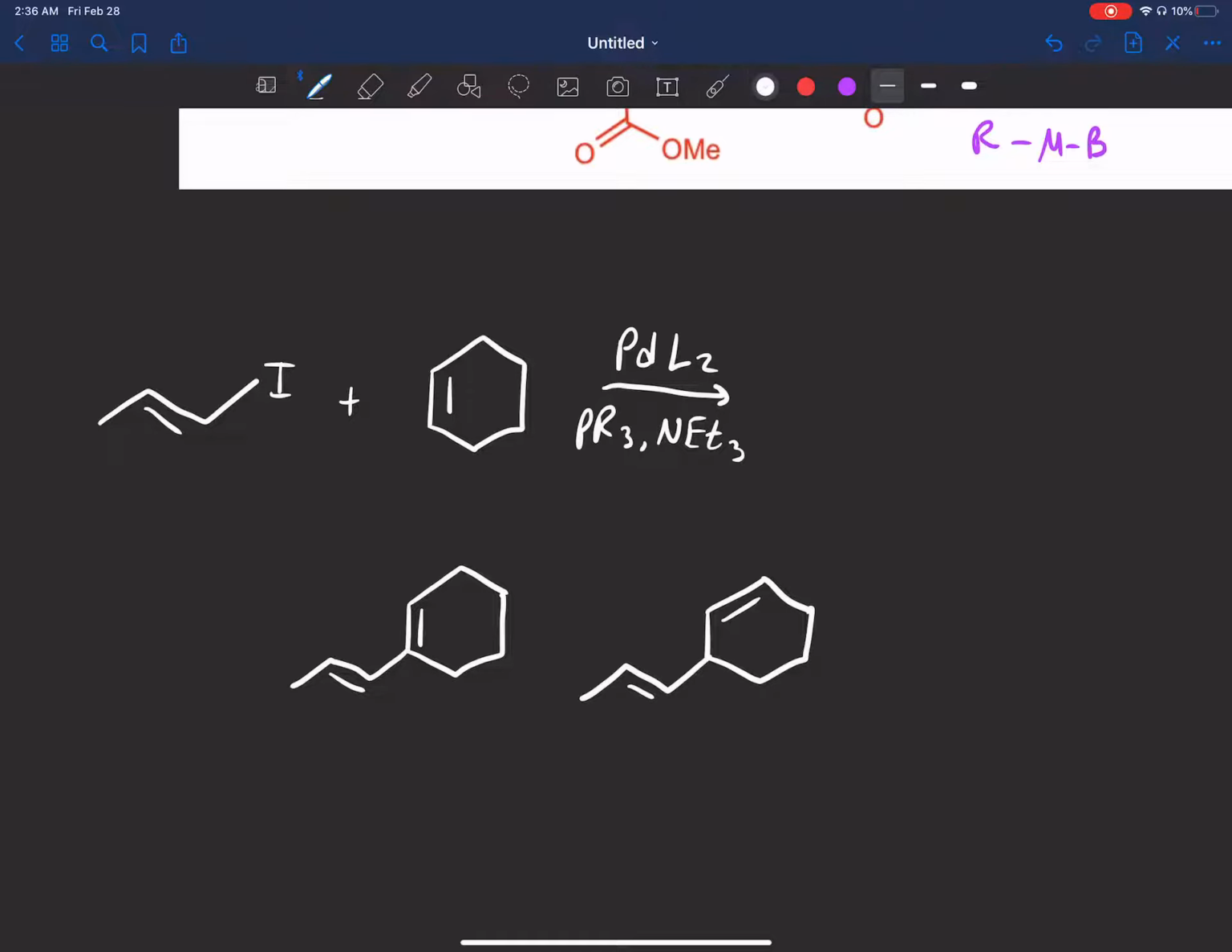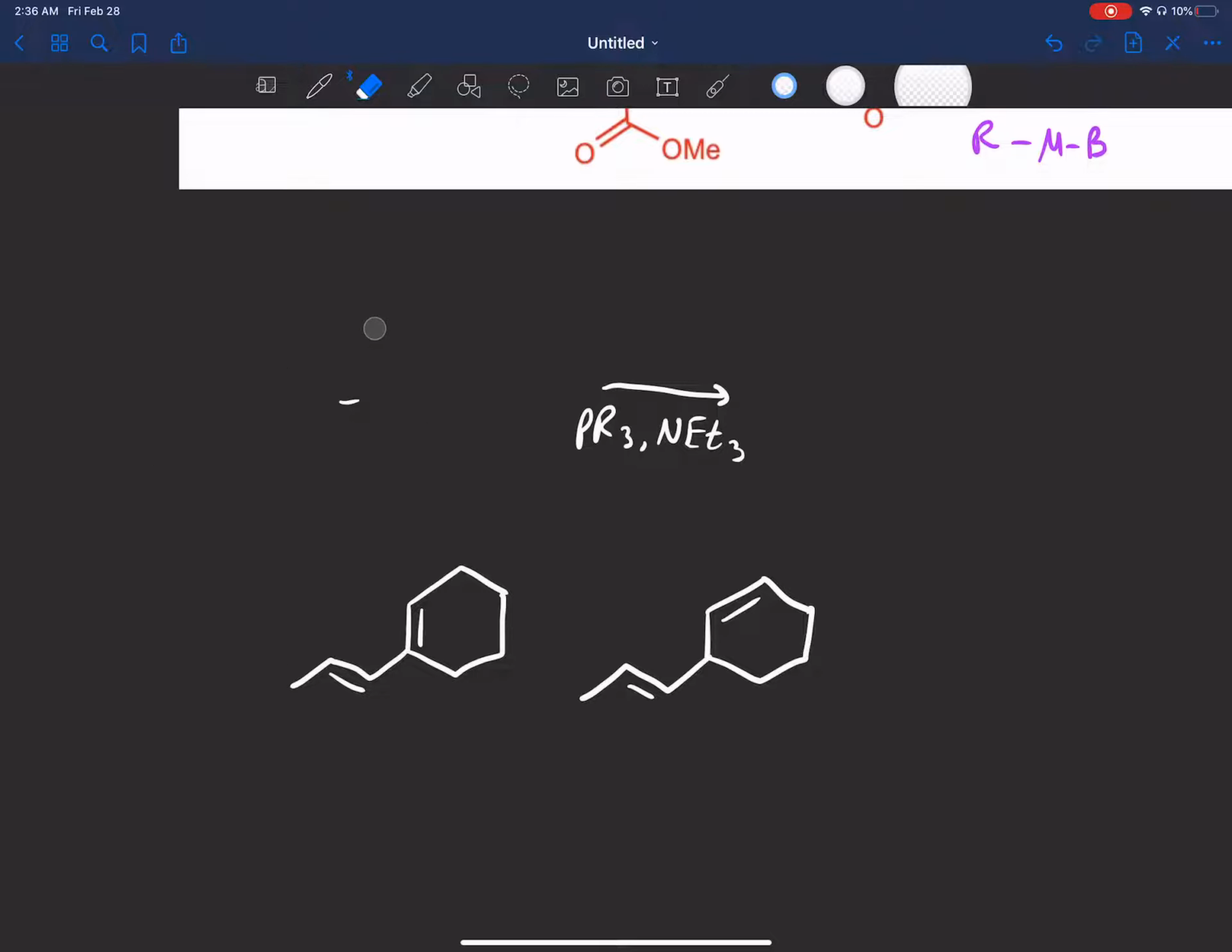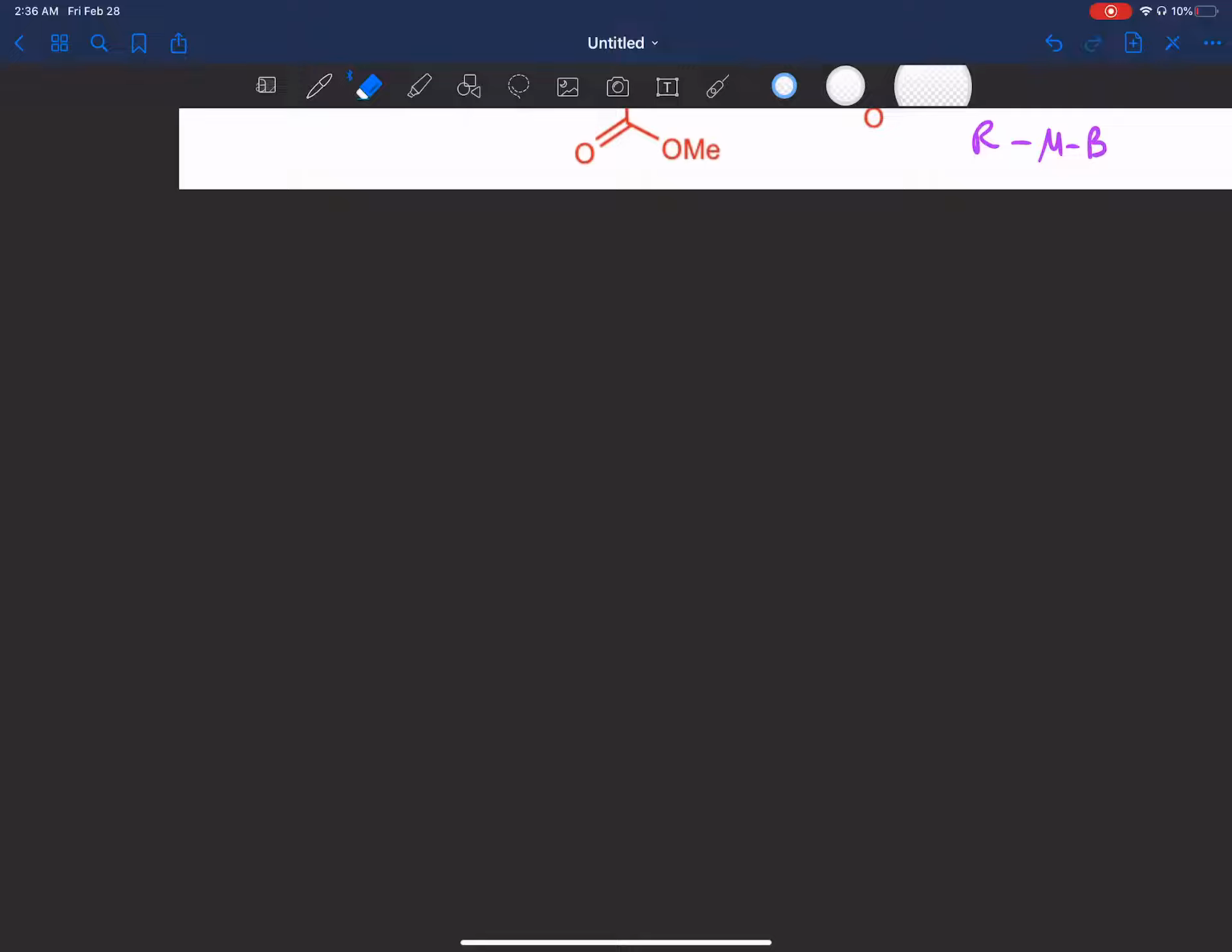Something more along the lines of this. It looks as if the double bond kind of shifted. All right, so how does that work? We're going to go through it. Now it's going to look a little bit complicated, so we're going to go step by step and go really slow.